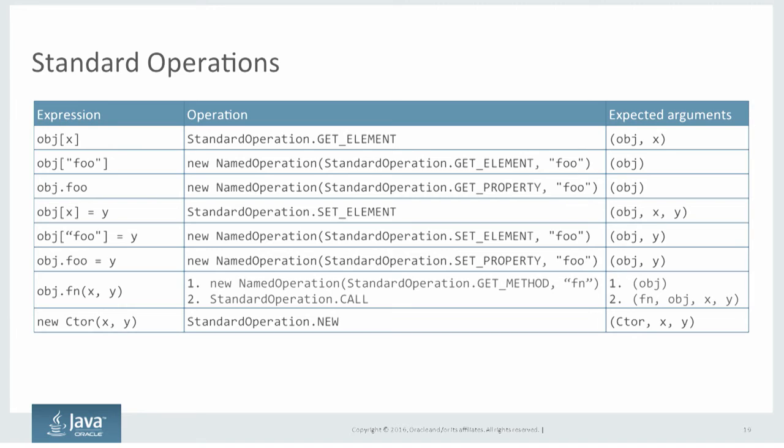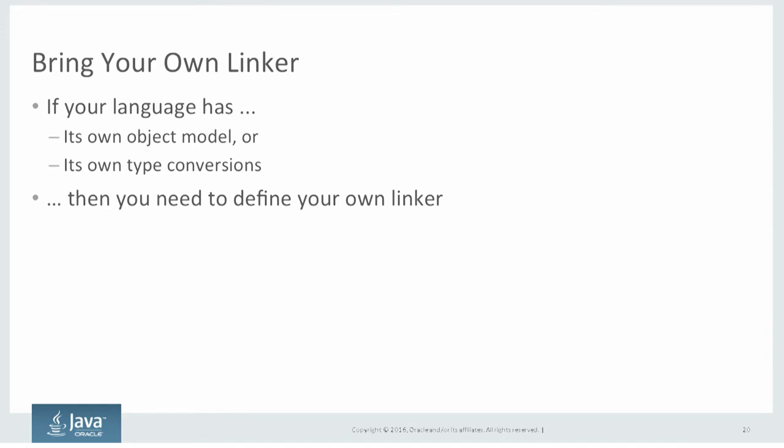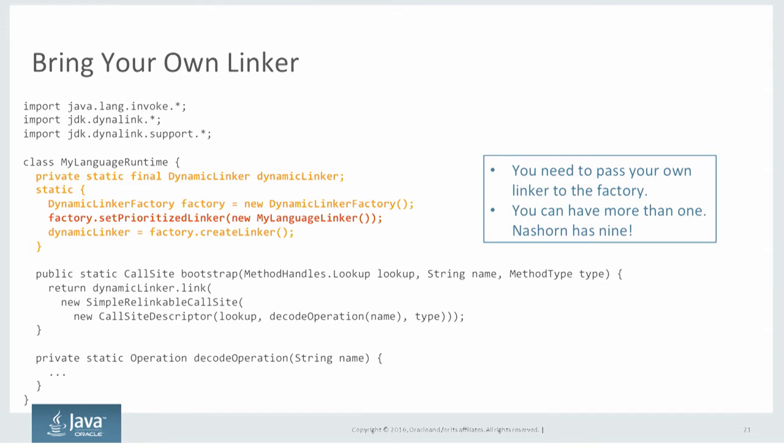So much for the operations. Dynalink supports implementing dedicated linkers. So if a language has its own object model or even its own type conversion rules, then a dedicated linker needs to be provided. Up next, a small example for this, and there's a larger example later in the talk, which is about Jython. So, bring your own linker.